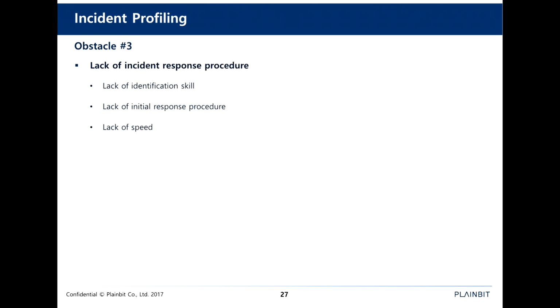Finally, in addition to efforts to identify incidents, identification procedures are very important. Because the initial response procedure can affect the overall incident analysis, it should be done quickly without compromising the forensic IOC.